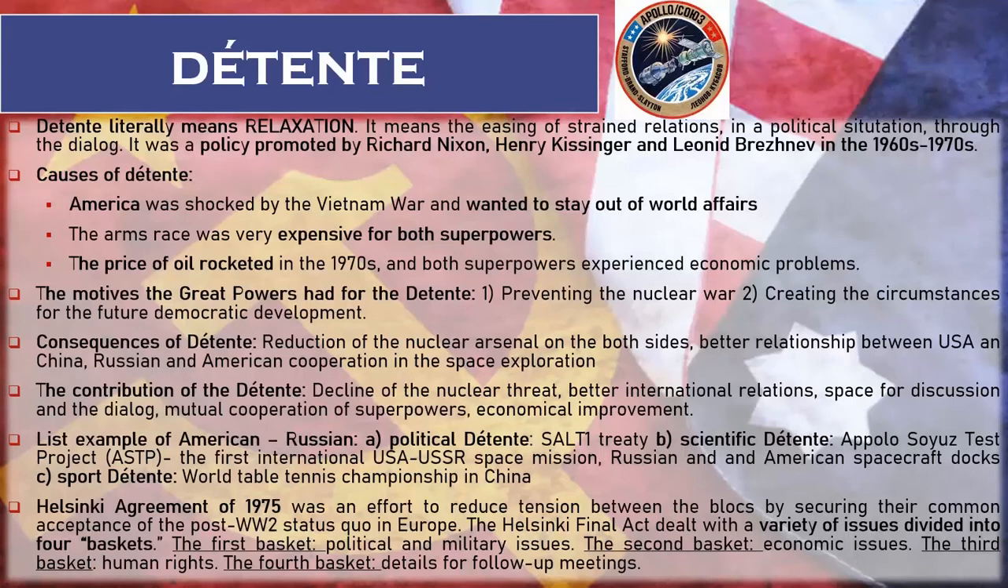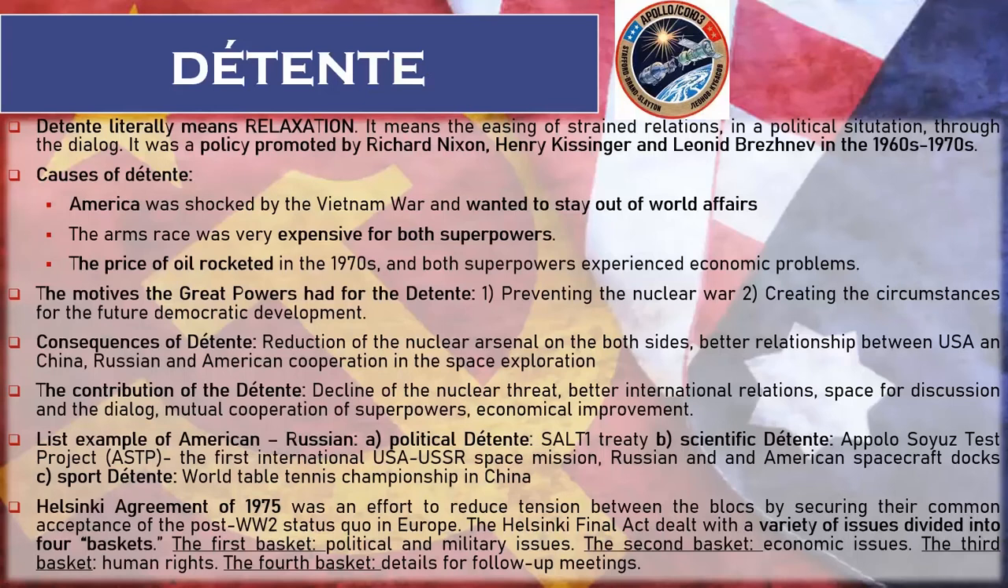The motives the great powers had for the Détente. The first one was preventing nuclear war because of mutual destruction, and the second one was creating the circumstances for future democratic development, because in the 1970s there were signals that the regimes were not sustainable for the long-term period.